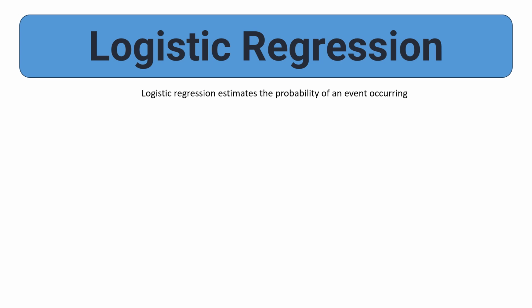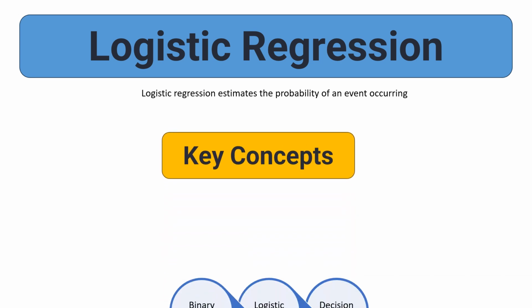How does it work? At its core, logistic regression predicts the probability that an instance belongs to a particular class. Unlike linear regression, which predicts continuous values, logistic regression outputs probabilities. These probabilities are then transformed using the logistic function to ensure they fall between 0 and 1.